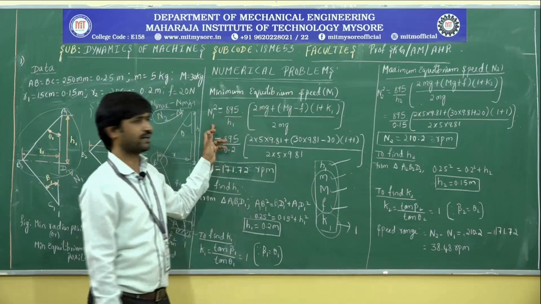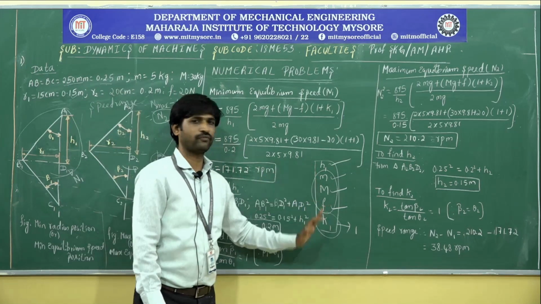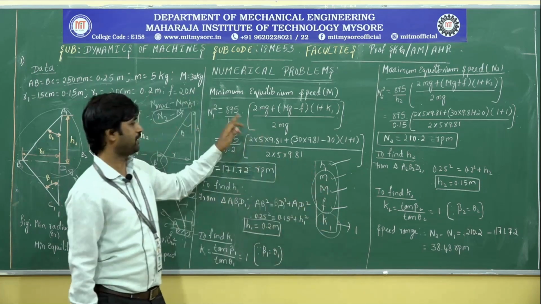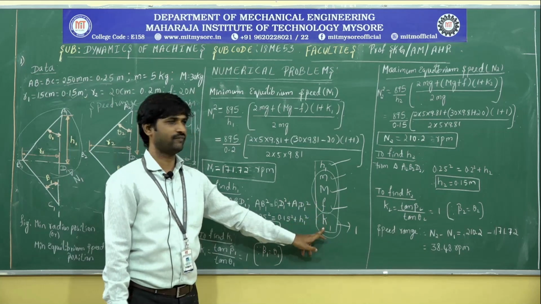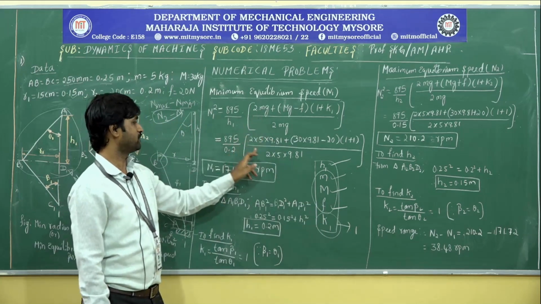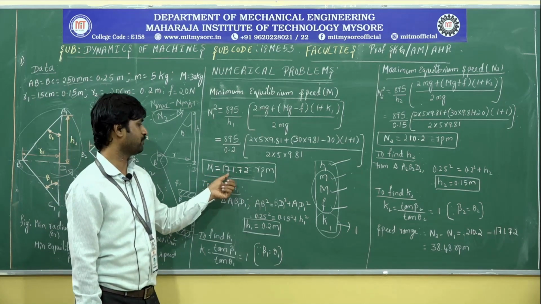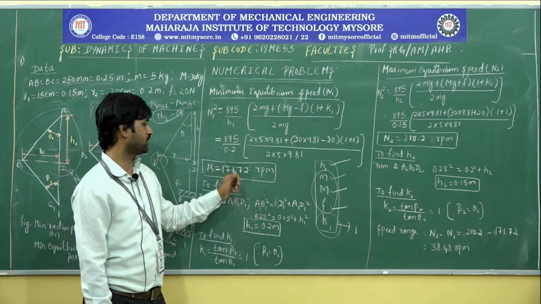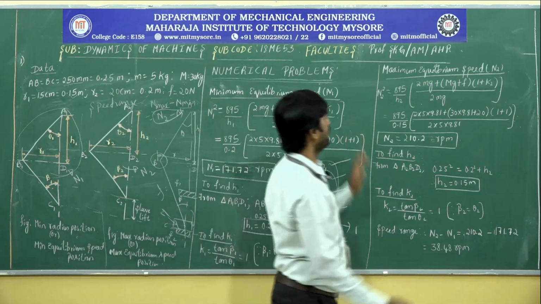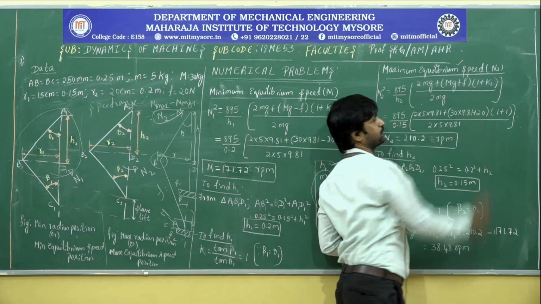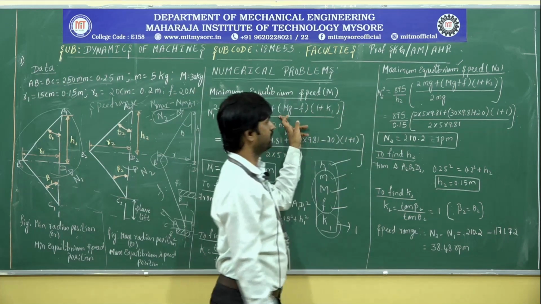So we can calculate the value of N1 as we know all the 5 terms. Substitute the value of H1, small m, capital M, F and K1 in this equation, and if you simplify that, you will get the value of N1 in terms of RPM, and it will be equal to 171.72 RPM.